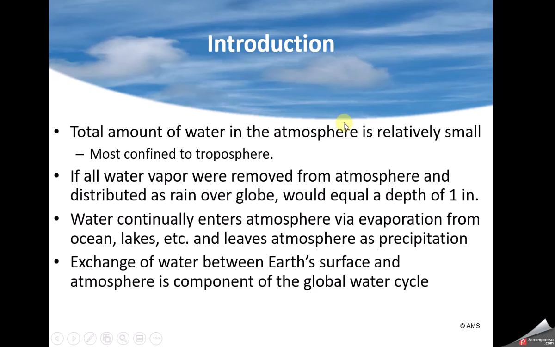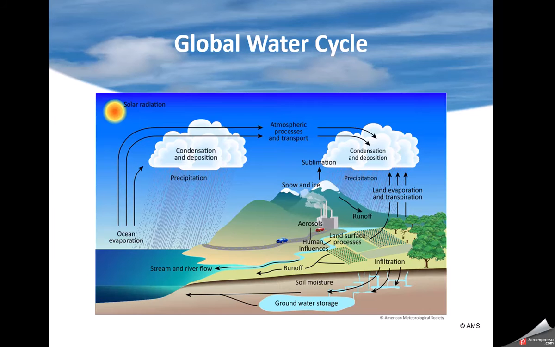So with that, what is the total amount of water? It's almost all confined to the lower part of the troposphere. And if all the water vapor were removed, you'd basically be getting about an inch of rain everywhere in the world. So that's really not a lot of moisture in the overall scheme of things.